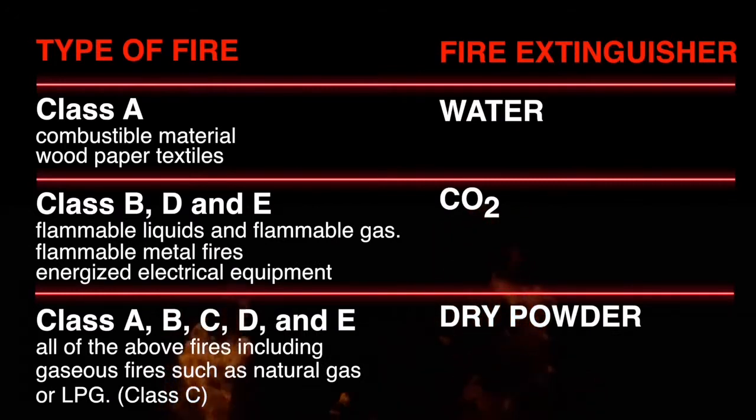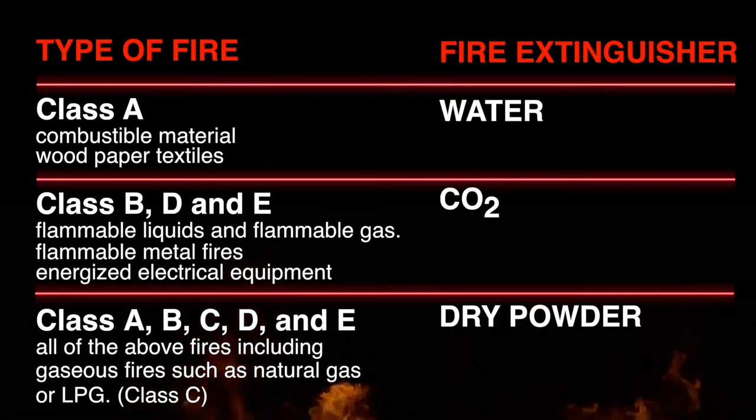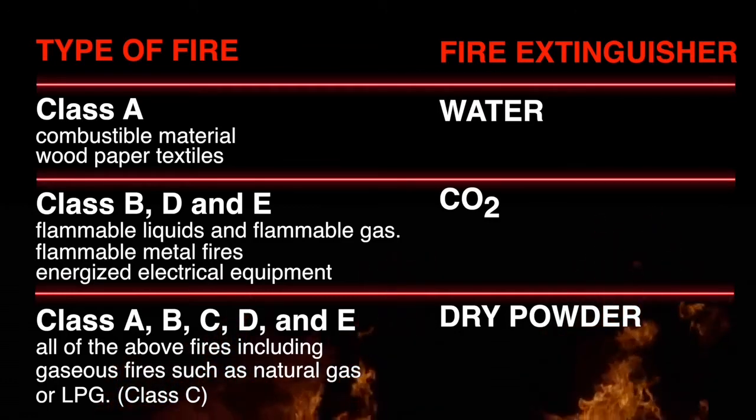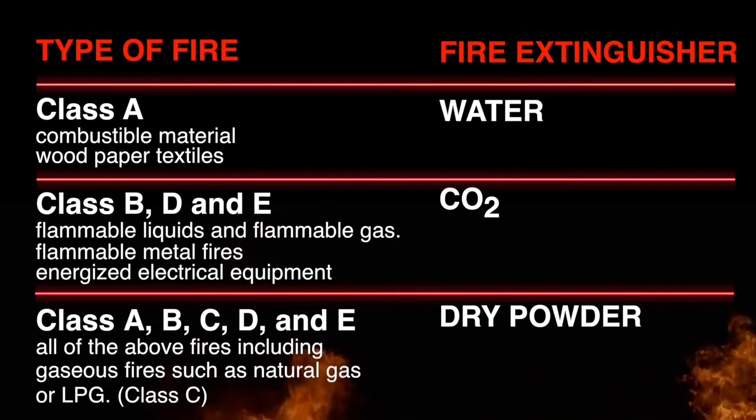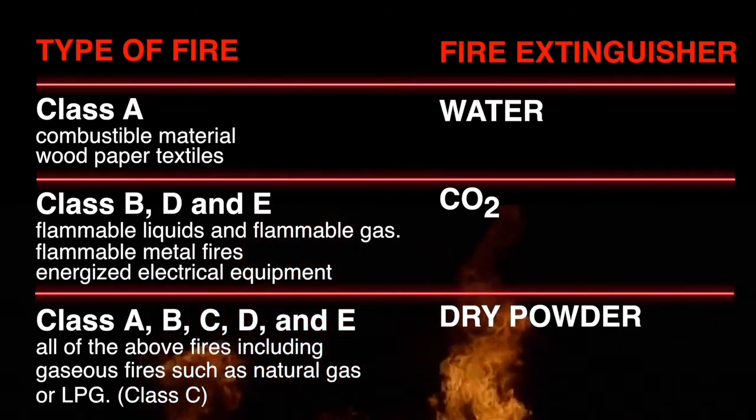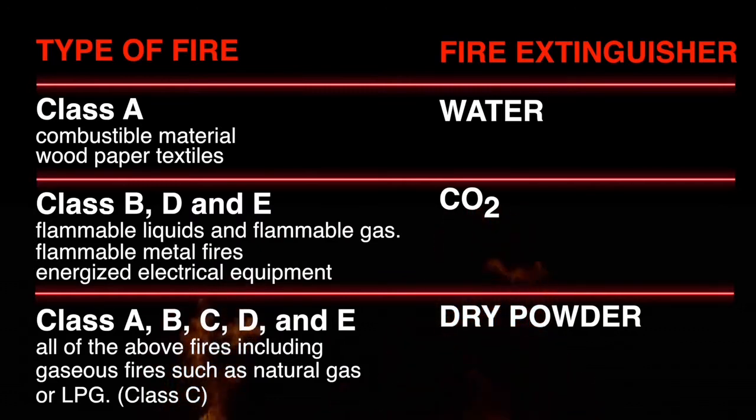In summary, there are 5 types of fire, and 3 fire extinguishers used to fight them. Remember that water extinguishers work only with Class A fires. These are combustible materials like wood, paper, and textiles, while dry powder works for all types of fires. CO2 extinguishers are for Class B, D, and E, which are flammable liquids, flammable gas, and flammable metal fires, as well as energized electrical equipment.